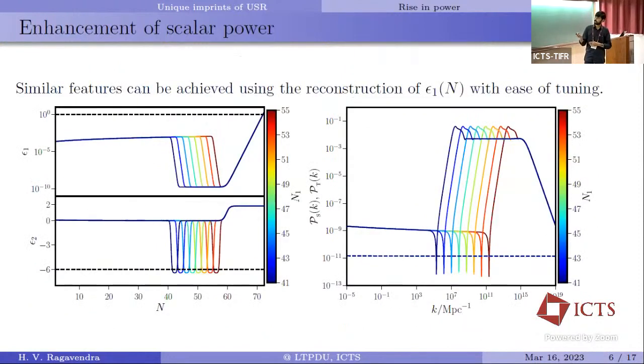This can be similarly achieved in reconstructions of epsilon1 that I just said, and it is much neater in that if I vary the parameter of the onset of ultra slow roll, I can achieve this ultra slow roll epoch at a convenient time of my interest, and that in turn leads to enhancement at a scale of my interest, which in turn leads to black holes of my mass range of interest being produced.